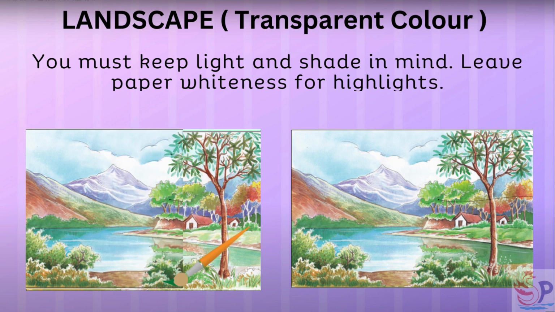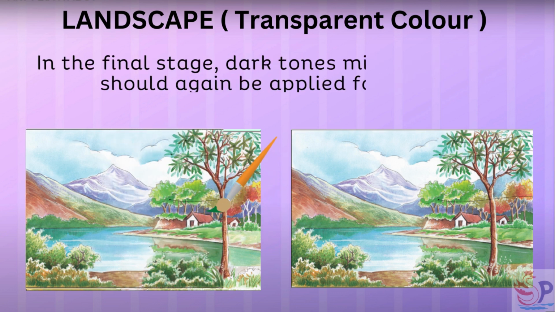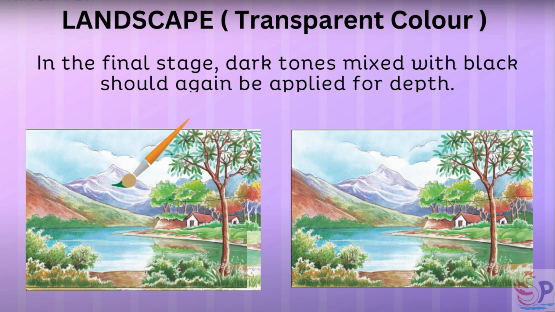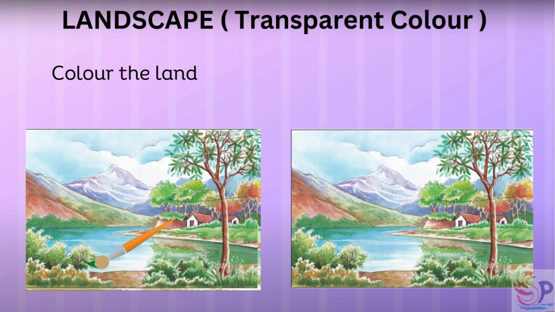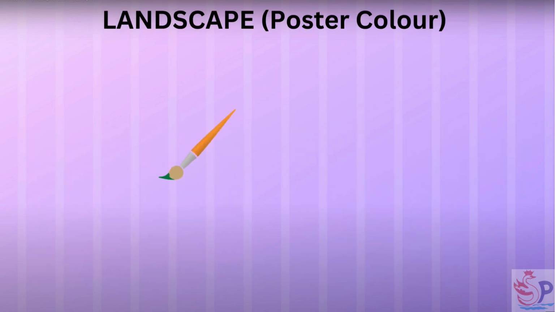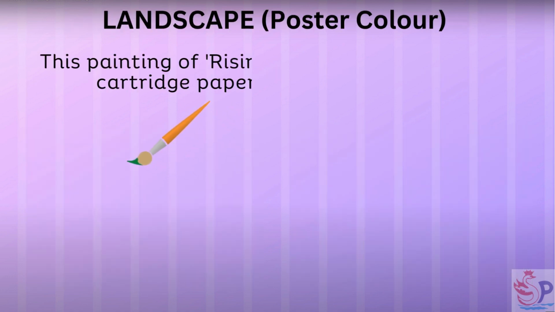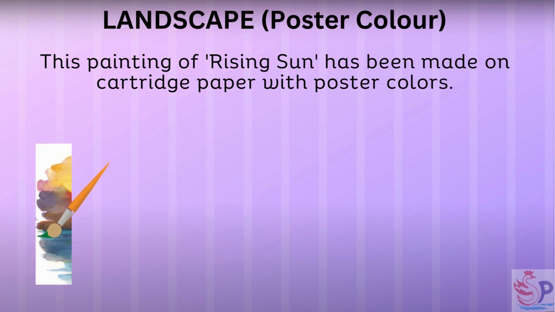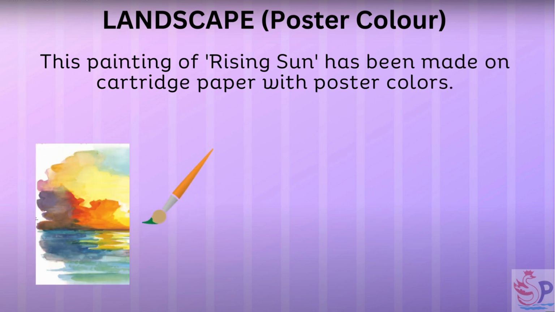Leave paper whiteness for highlights. In the final stage, dark tones mixed with black should again be applied for depth. Color the landscape with transparent colors. Landscape, poster color. This painting of rising sun has been made on cartridge paper with poster colors.